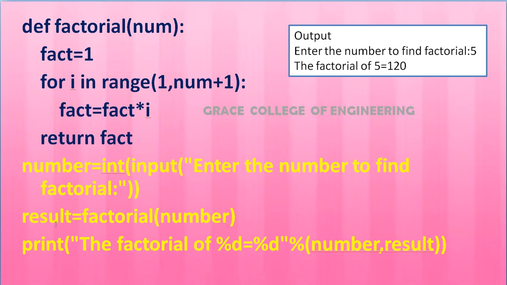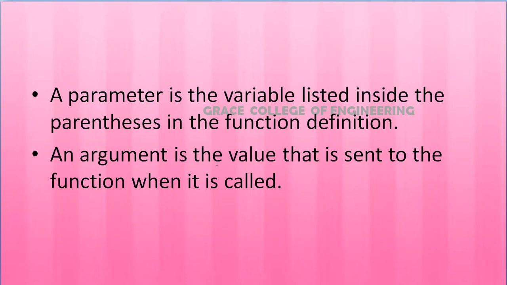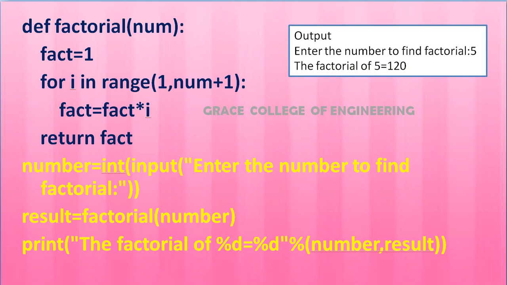Next, result is equal to factorial of number. If you see this factorial, it will suddenly move to that function. The function will be called. And what is this number? It is an argument. An argument is a value that is sent to the function when it is called. So the factorial is called, so we are moving to this place. The number will be passed here. The user entered value stored in this number variable will be present here.